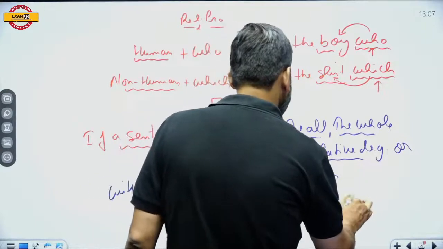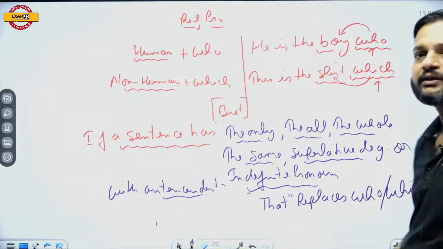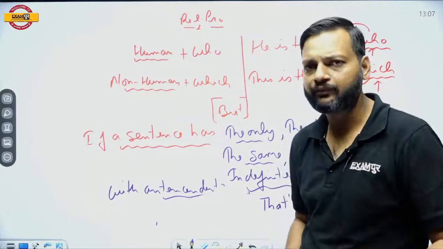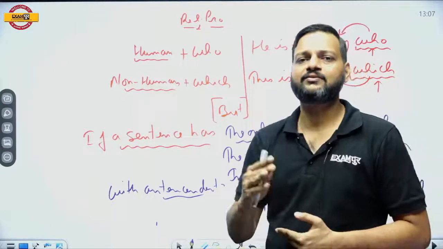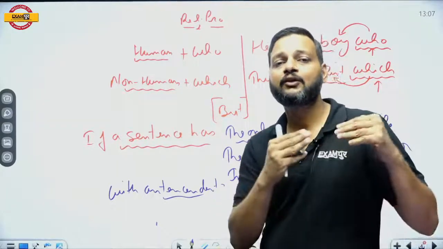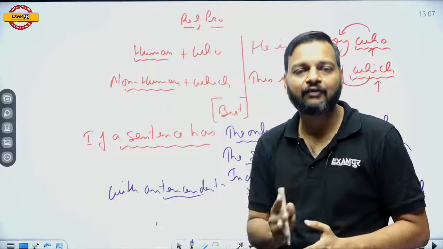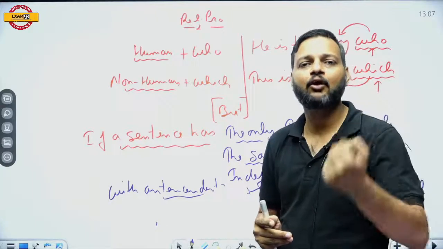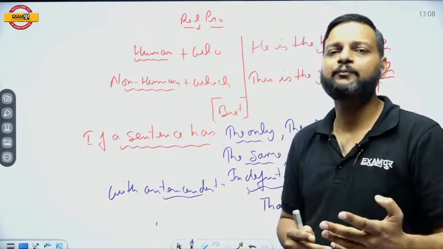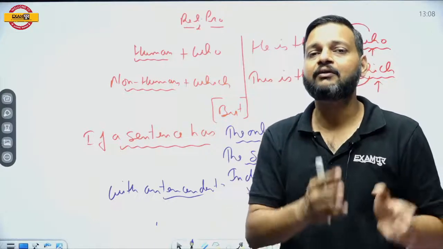replaces who and which, regardless of human or non-human. So if the antecedent is human, we have to use who as a relative pronoun. If the antecedent is non-human, we have to use which as a relative pronoun. And if there are phrases like the all, the whole, the only, the same, superlative degree or indefinite pronoun, regardless of human and non-human, we have to use that as a relative pronoun.